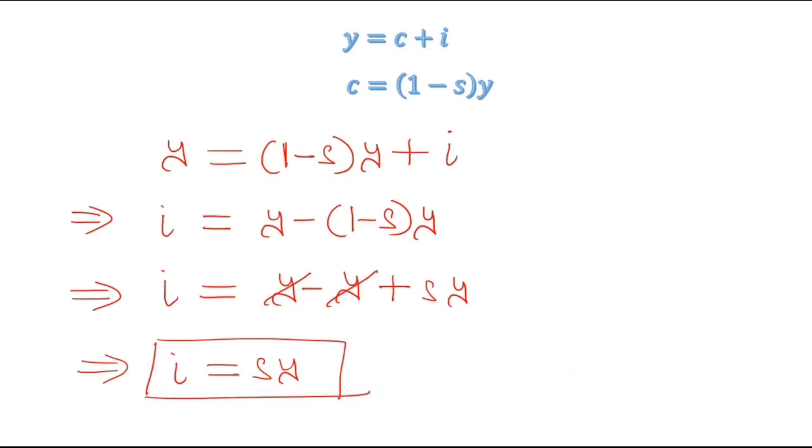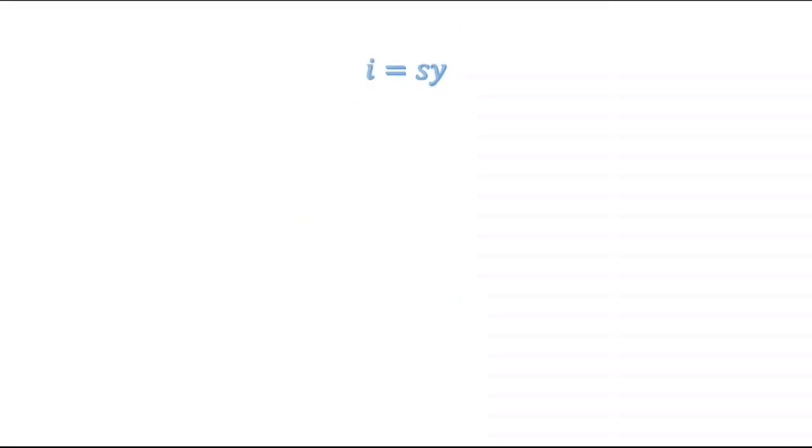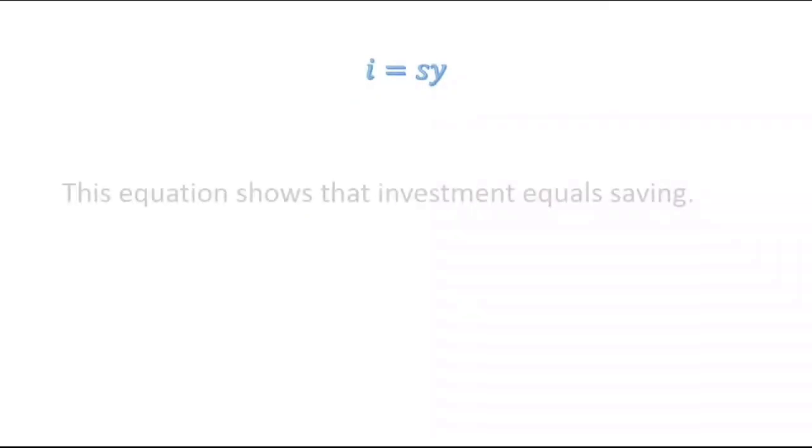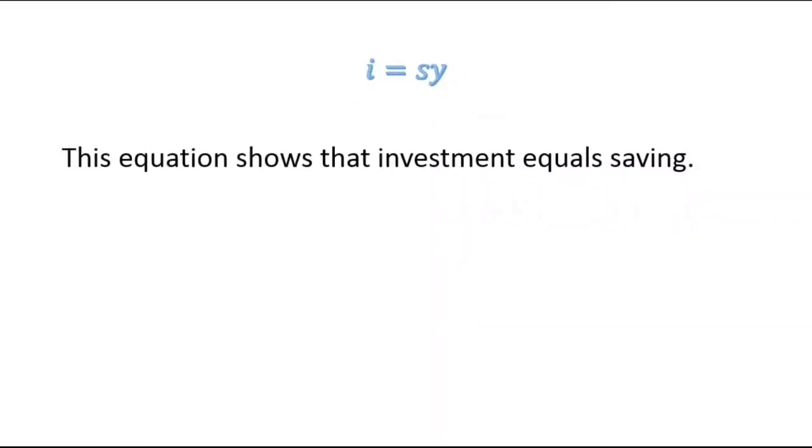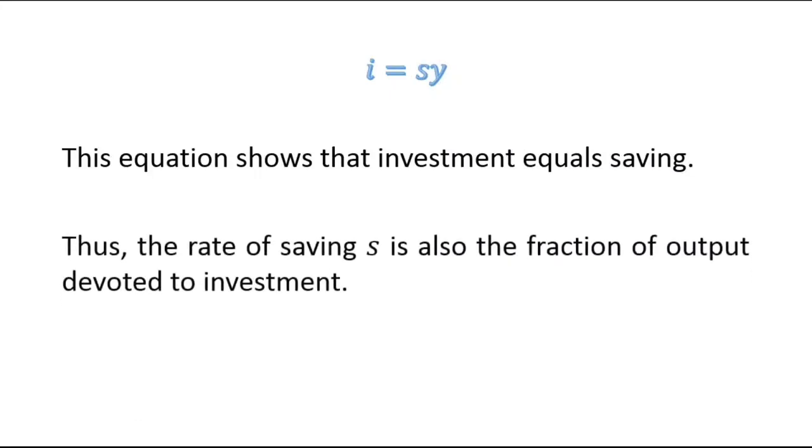Okay, this equation shows that investment equals saving. Thus the rate of saving, that is small s, is also the fraction of output devoted to investment. It is the fraction of investment.